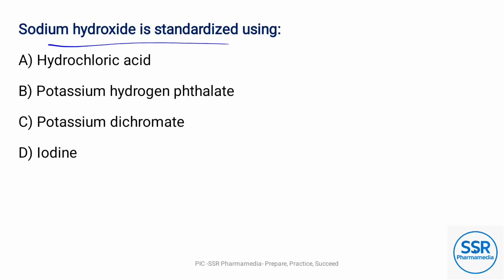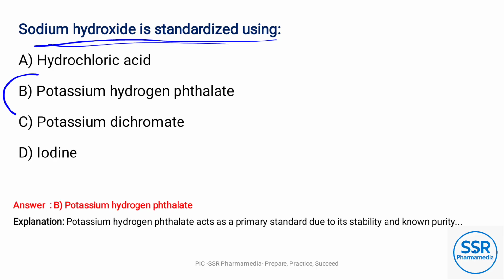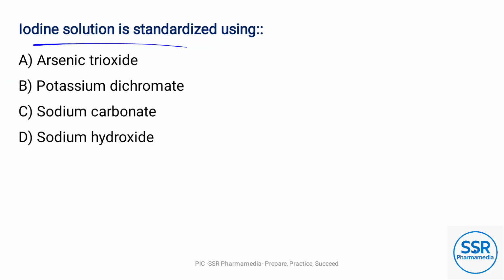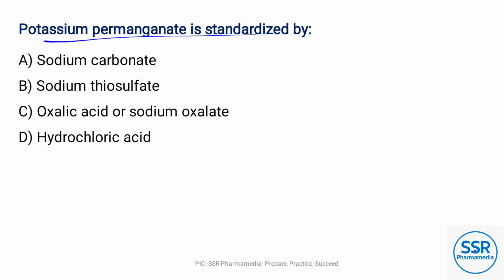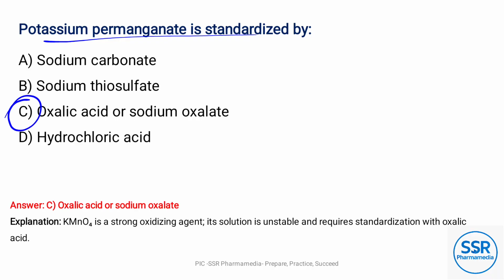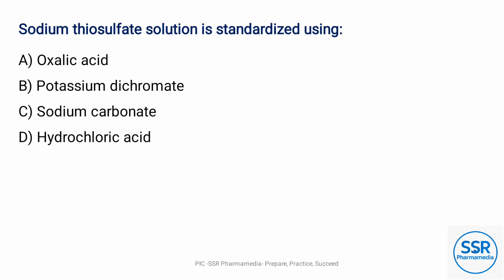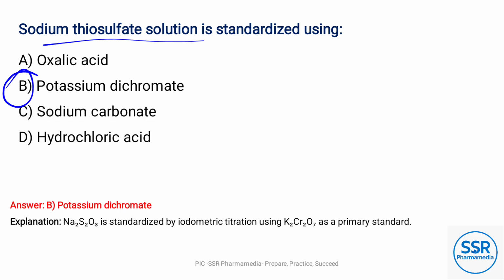Sodium hydroxide is standardized using? The answer is option B, potassium hydrogen phthalate. Iodine solution is standardized using option A, arsenic trioxide. Potassium permanganate is standardized by option C, oxalic acid or sodium oxalate. Sodium thiosulfate solution is standardized using option B, potassium dichromate.